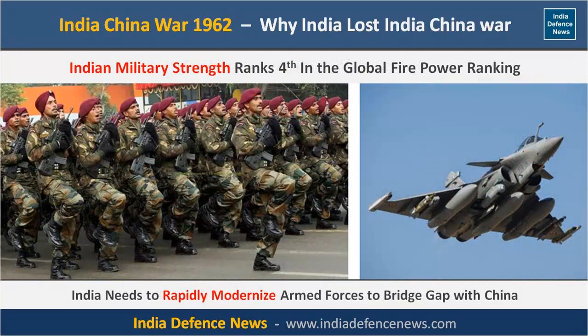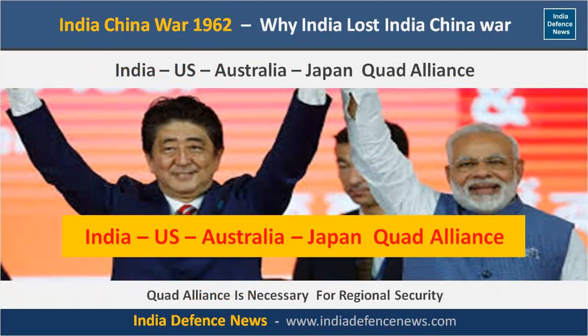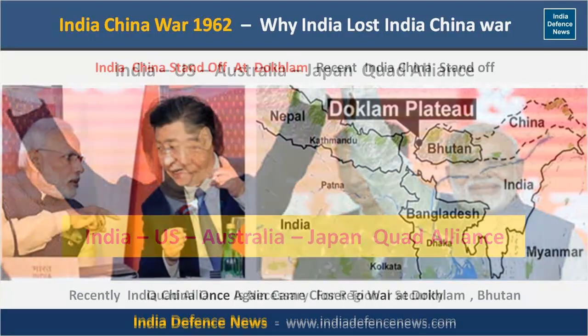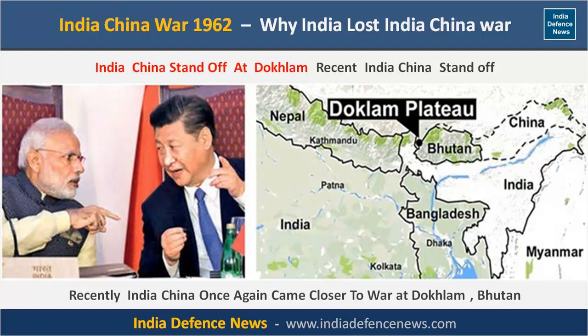As a counter-strategy, India needs to rapidly modernize its armed forces and build the military muscle to create effective deterrence, and then negotiate with China from a position of strength. India should also continue to play a leadership role in forging the Quad alliance, rapidly shaping up between the United States, India, Japan, and Australia. The Quad alliance is necessary for regional security and to keep the Chinese territorial ambitions and expansionist policies under control. The recent standoff between Indian and Chinese armies at Doklam is a clear indication of the Modi government's resolve to take China head-on, if need be.